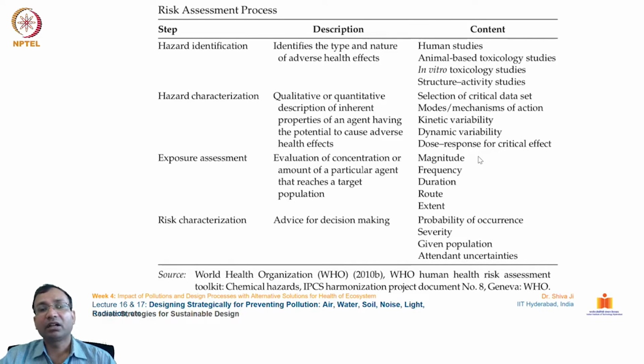Now how to go about risk assessment processes. So we will see it stepwise, starting with hazard identification. It identifies the type and nature of adverse health effects on human beings. It draws on human studies and animal based toxicological studies. It takes in vitro toxicology studies and structure activity studies. By conducting these several types of studies, we can understand what kind of hazards can be associated with such chemicals and compounds.